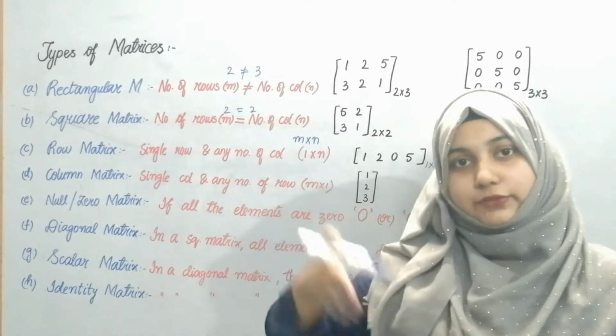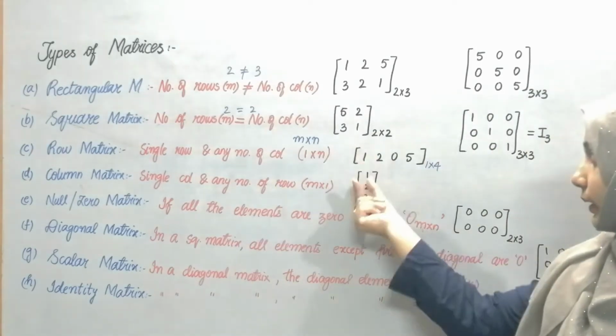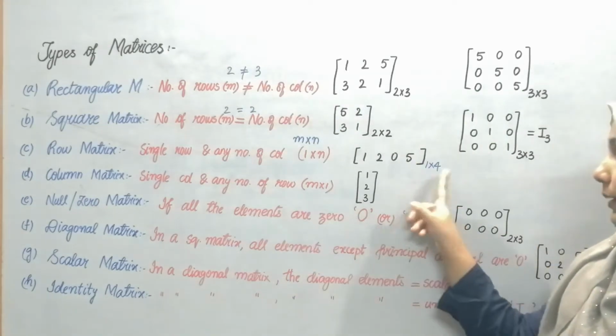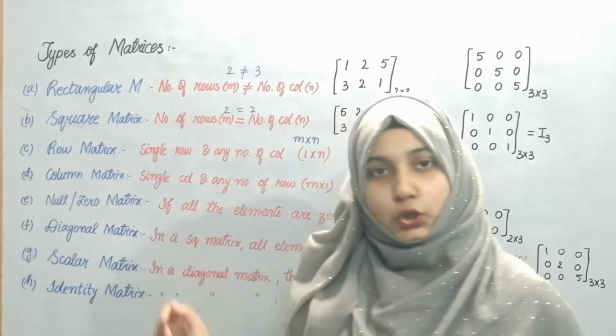Only one single row, but I can have multiple columns. This is one column, this is one column, this is one column, this is one column. I've got 4 different columns. So this is a 1 by 4 matrix, that is nothing but a row matrix.